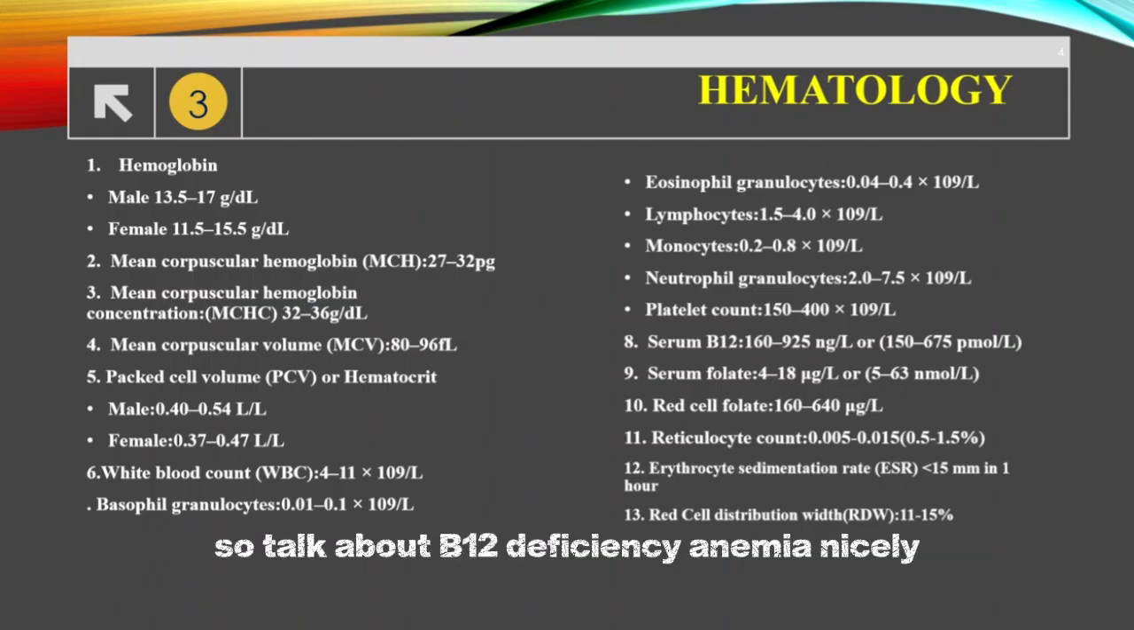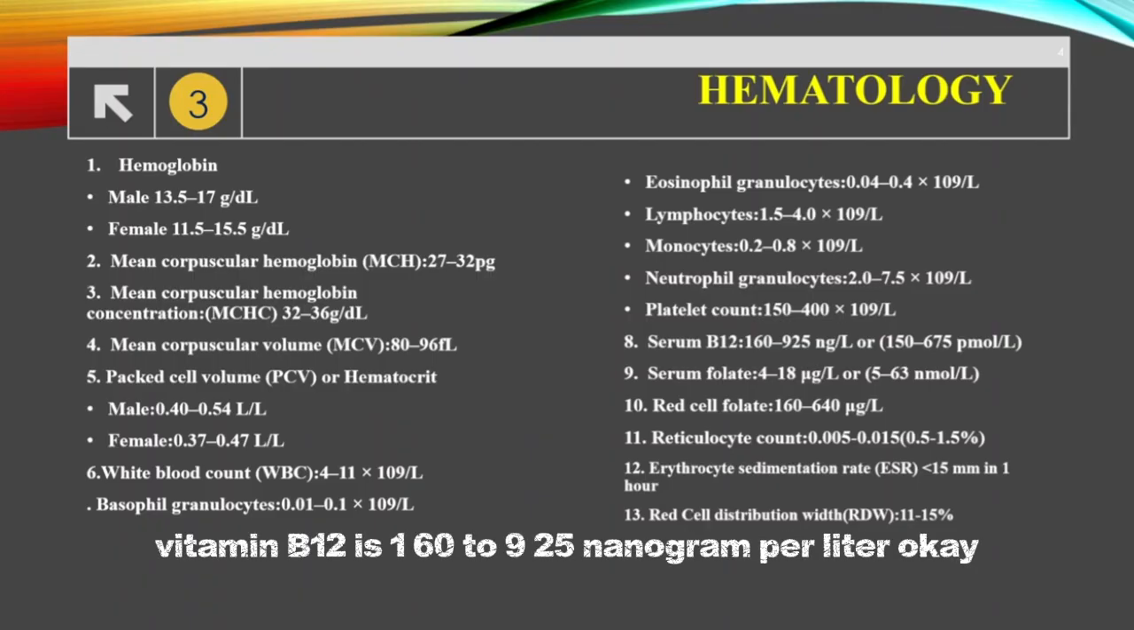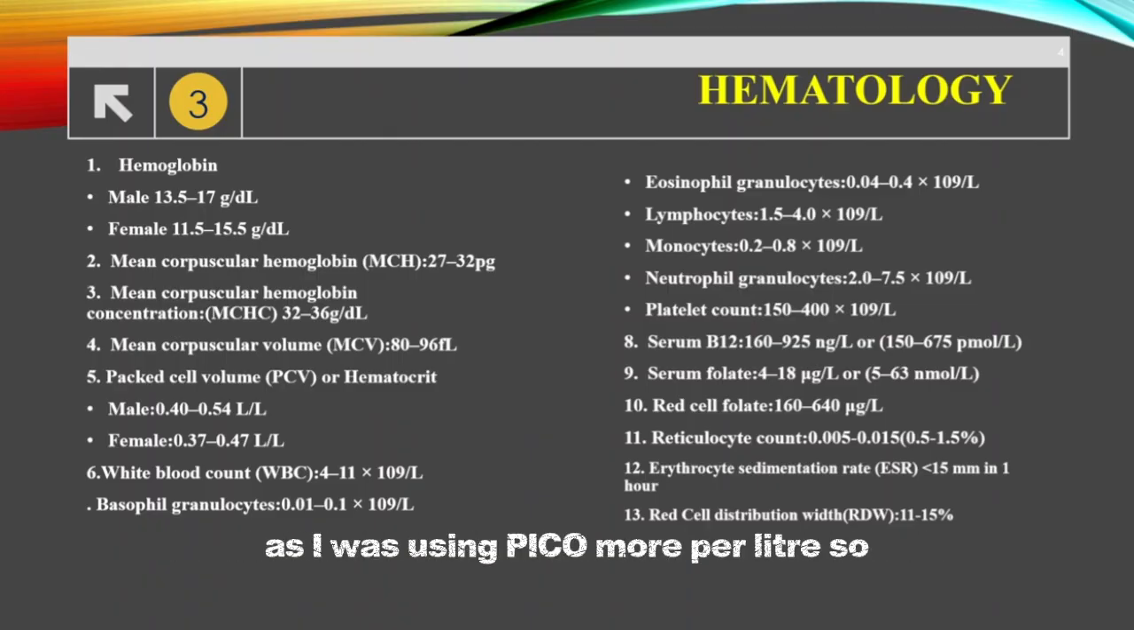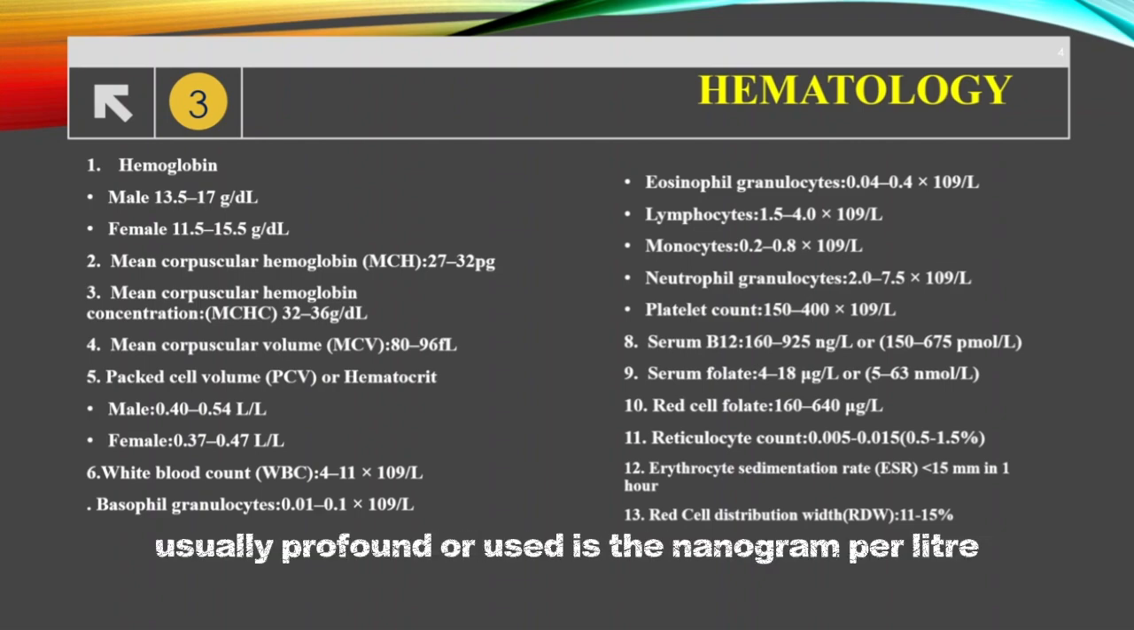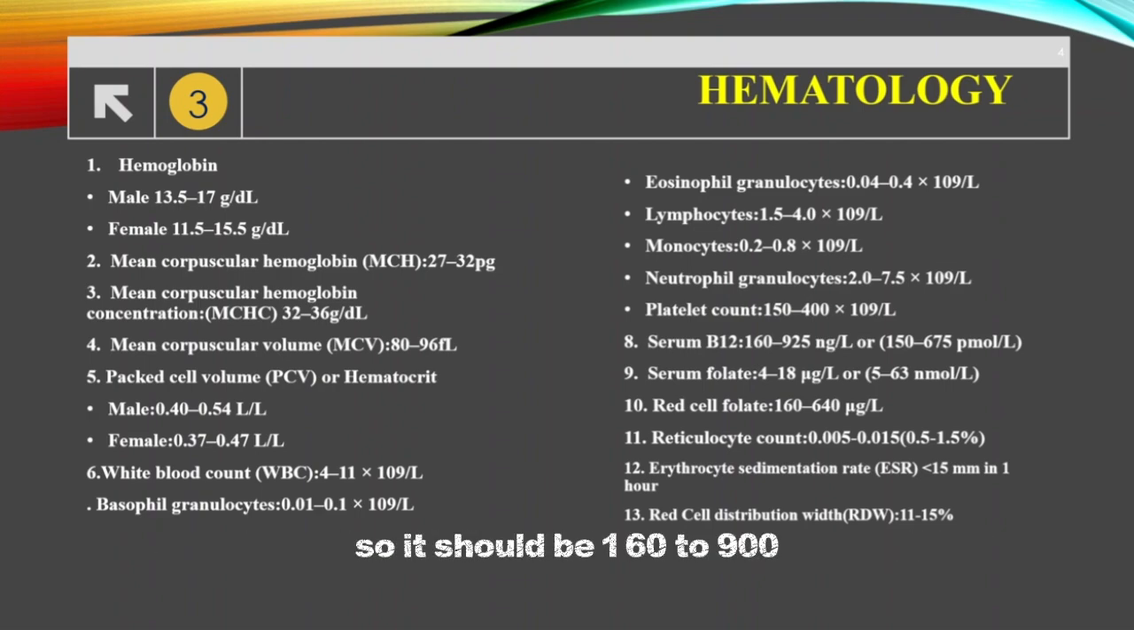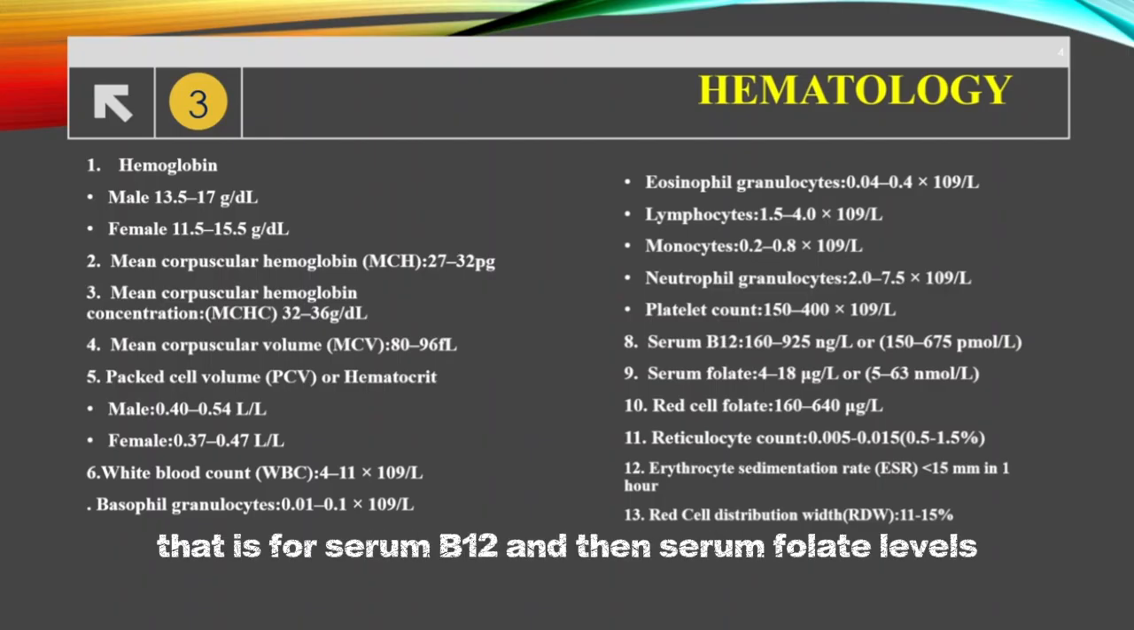So we'll talk about B12 deficiency anemia nicely, and the normal serum level of vitamin B12 is 160 to 925 nanograms per liter. Others will use picomoles per liter, but the one that is usually used is nanograms per liter. So it should be 160 to 925 nanograms per liter. That is for serum B12.